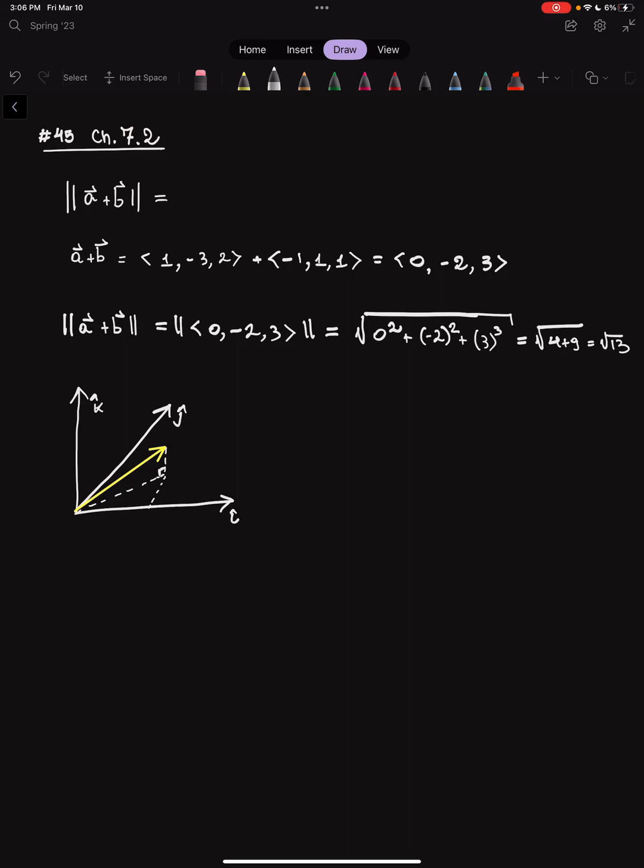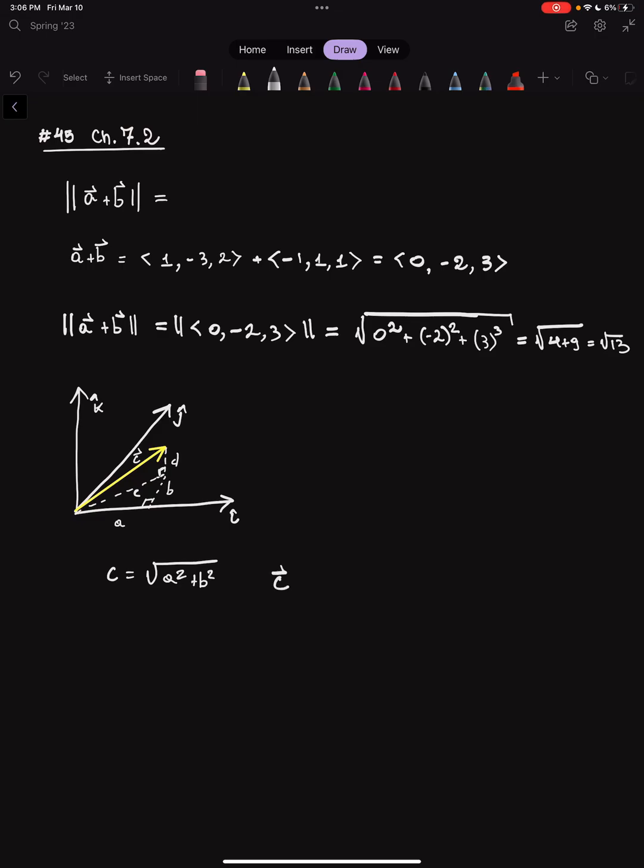Then we can see that there's a j hat component. So this is component A, component B, component C, and component D. Well, we know that to get to C, this is a right triangle, so C is going to be equal to the square root of A squared plus B squared by the Pythagorean theorem.